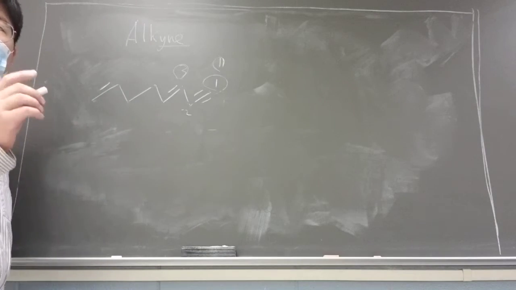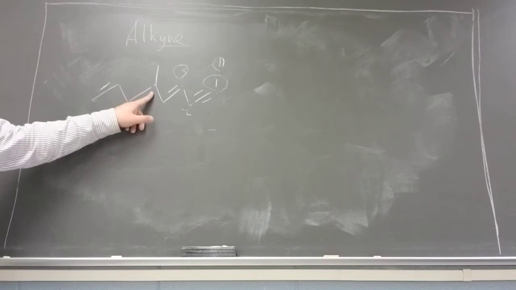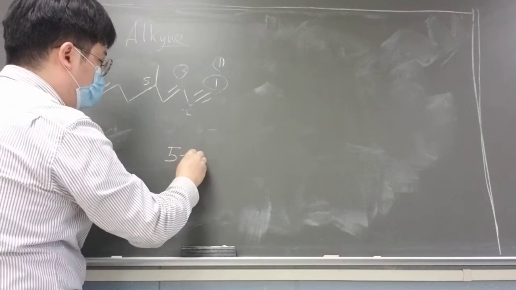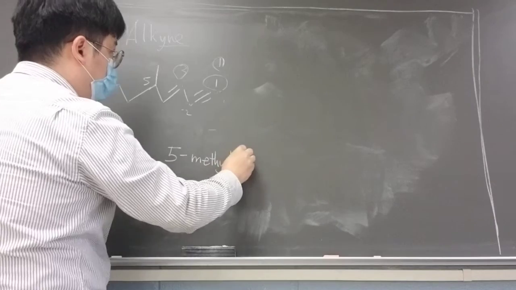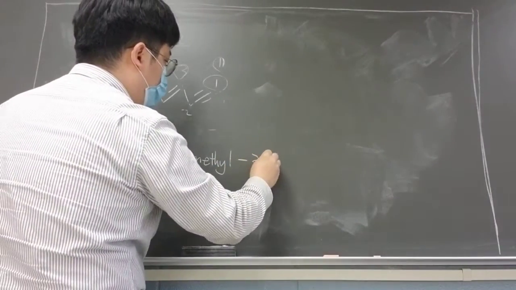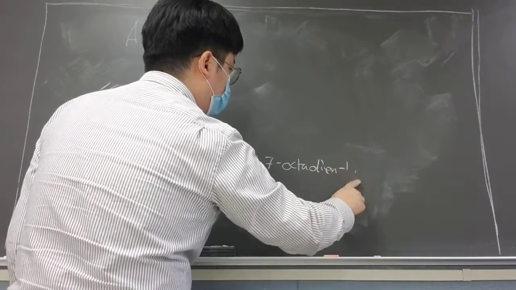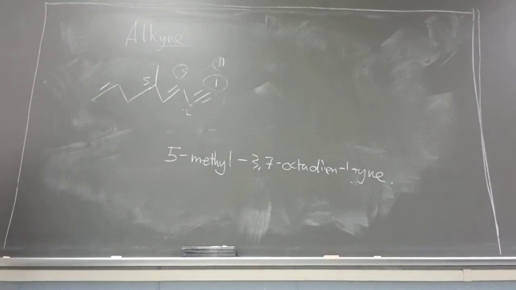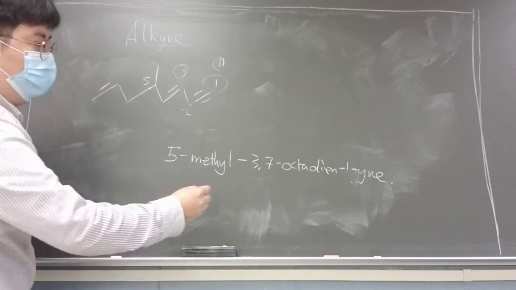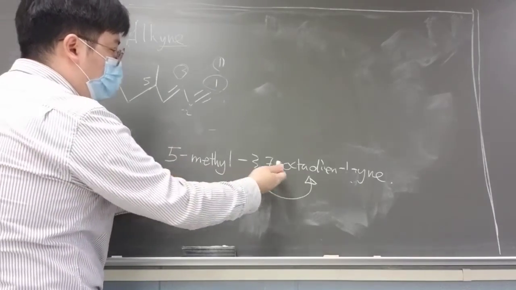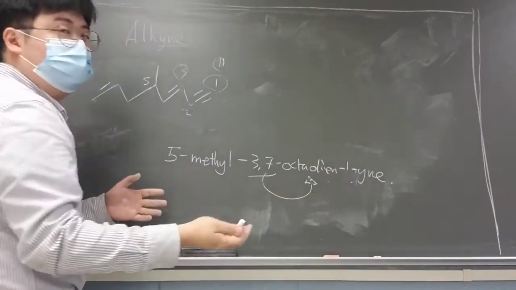So maybe I'll trick you just one more time. This one here, you have a methyl group on carbon 5. So in this case, you can do 5-methyl, and I'll just keep 3,7-octadien-1-yne. We good, right? It looks kind of complicated. It literally just combines everything you already know and puts it in. Once again, it doesn't matter, you can put it right in. You can also say 5-methylocta-3,7-dien-1-yne. That's also fine. Okay.